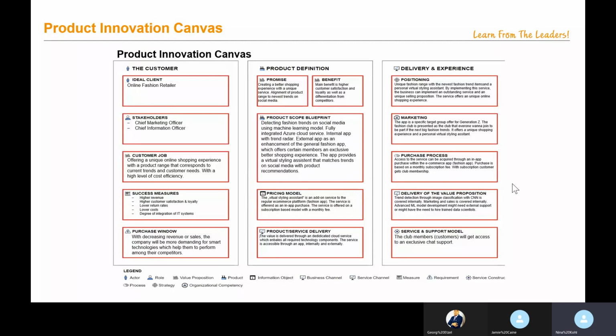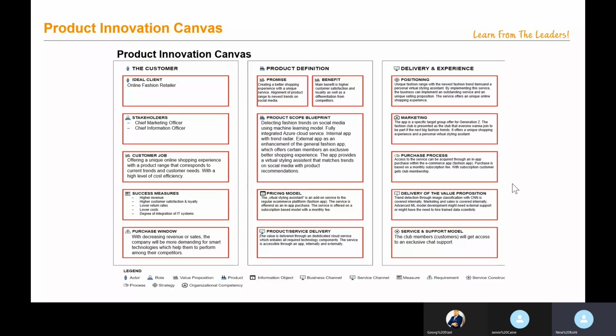So how can you position yourself with this solution? The positioning will be that you have a unique fashion range with the newest fashion trend items and a personal virtual styling assistant. By implementing the service, you can implement an outstanding service and a unique selling proposition. The service offers a unique online shopping experience. And you can do the marketing with the app, which is a specific target group offer for Generation Z, because this generation is always online. The fashion club is presented as a club that everyone wants to join to be part of the next big fashion trend. So it offers a unique shopping experience and a personal virtual styling assistant.